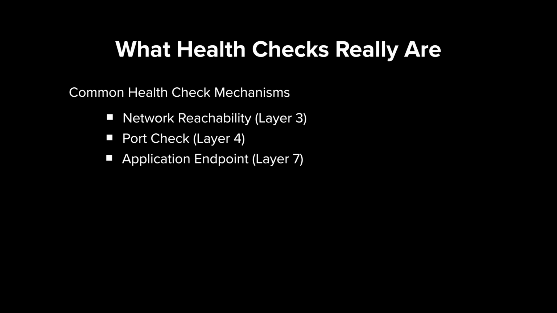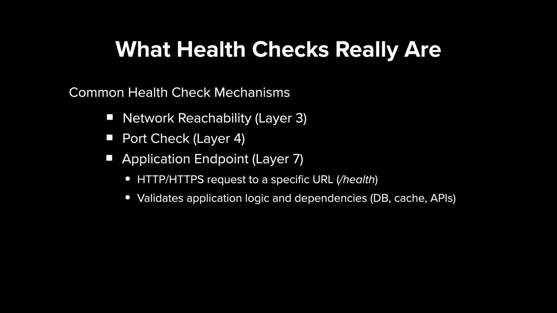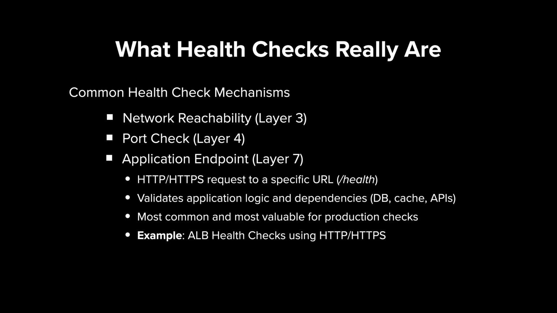The third mechanism is the application endpoint check, also called a Layer 7 health check. It sends an HTTP or HTTPS request to a specific URL, such as /health, to verify that the application is functioning correctly. This type of check validates the application logic as well as its dependencies, like databases, caches, or external APIs. It is the most common and most valuable health check in production environments. In AWS, application load balancer health checks using HTTP or HTTPS are a typical example of this mechanism.